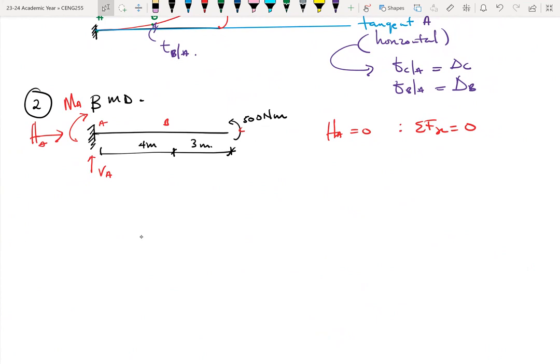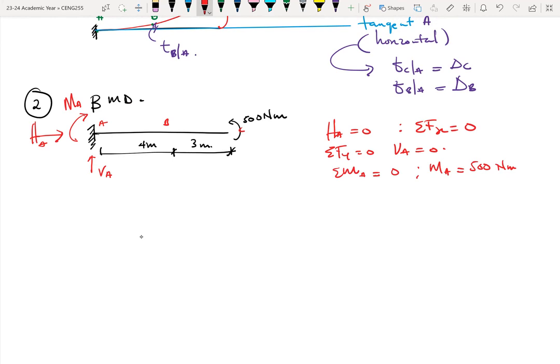All right. You can do the rest. You can find VA, you can find all of that. Okay. VA, I think, will be 0. All right. So summation of vertical forces equals 0. So VA is also 0. All right. If it's sum moment about a point, let's say point A, then it means that your MA is the same as the 500 Newton meter.